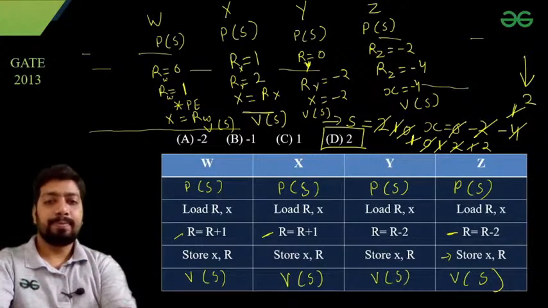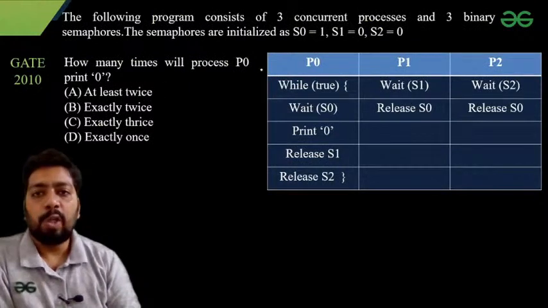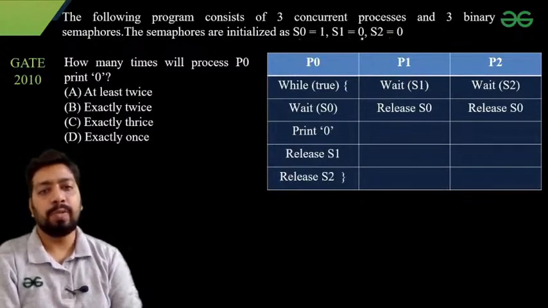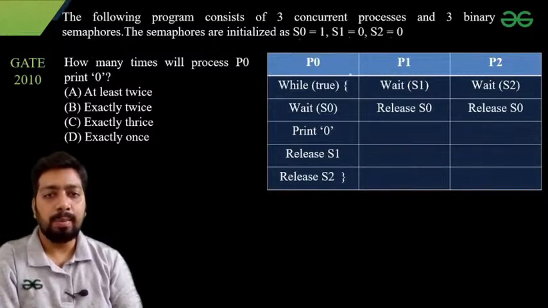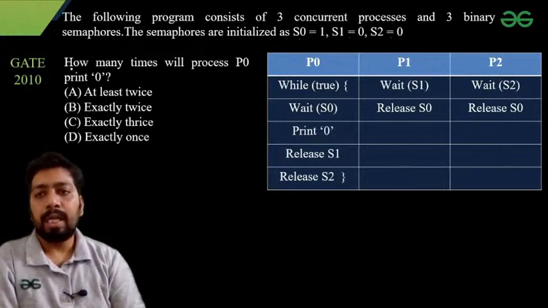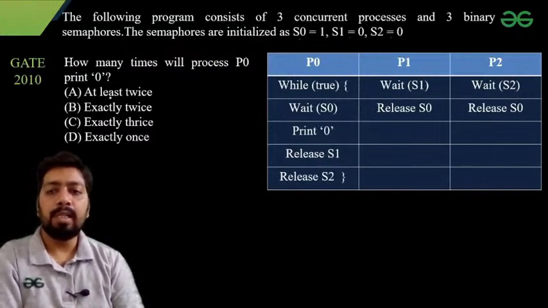Hello guys, let's solve the 2010 question. The following program consists of three concurrent processes and three binary semaphores, S0, S1 and S2. Only S0 is initialized to 1, S1 and S2 are 0. And this is the program. Process P0 is printing 0 apart from waiting and signaling, while processes P1 and P2 are just waiting and signaling. Fine. The question asks how many times will process P0 print 0.